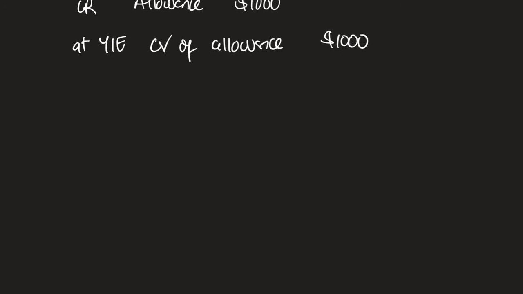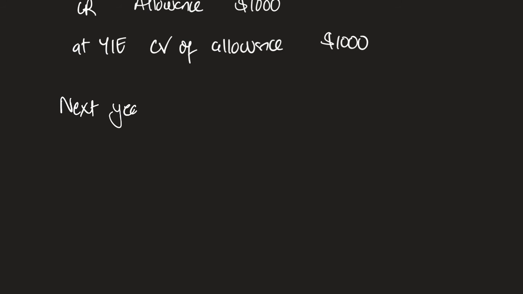So let's extend the story for Mr. Shady so that in the following year, so let's say we are now into the next year, Mr. Shady actually happens to pay up $200. Now, bear in mind that initially when we set up the allowance for Mr. Shady, we didn't reduce his receivables balance. We actually set up a separate ledger called Allowances.